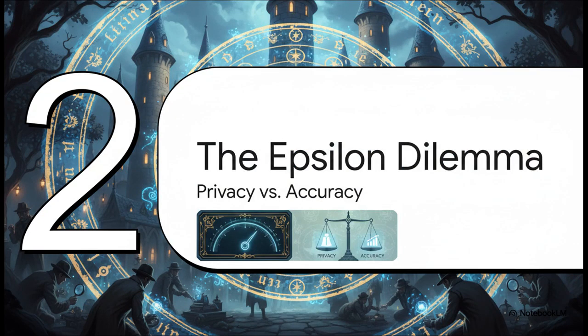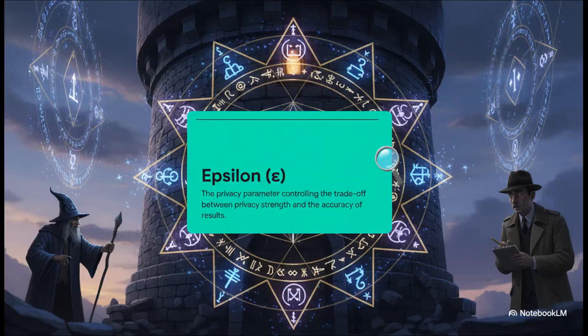This privacy shield isn't just a simple on or off switch. It's much more like a dimmer dial on a light, and it's controlled by one single, absolutely critical parameter that forces a really important choice. And that parameter, that dial, is called Epsilon. Epsilon basically represents the entire privacy budget for any analysis. It's the number that puts a value on that fundamental trade-off between how private the data is and how accurate the results are going to be.